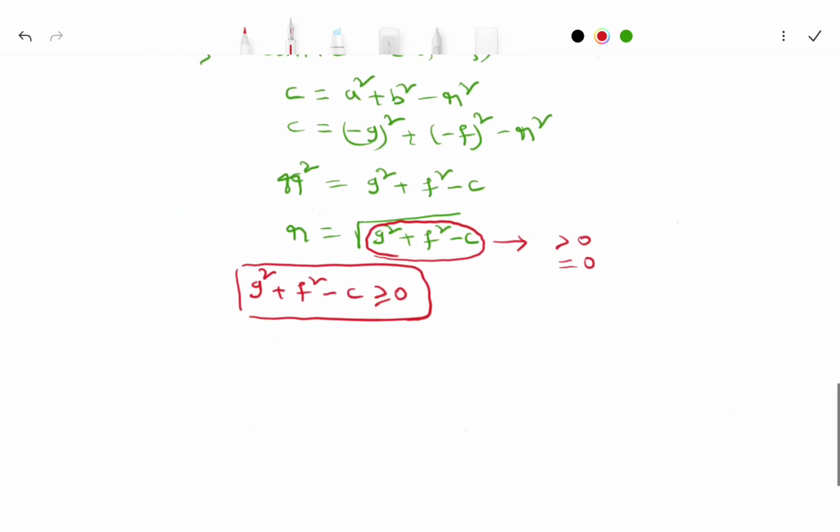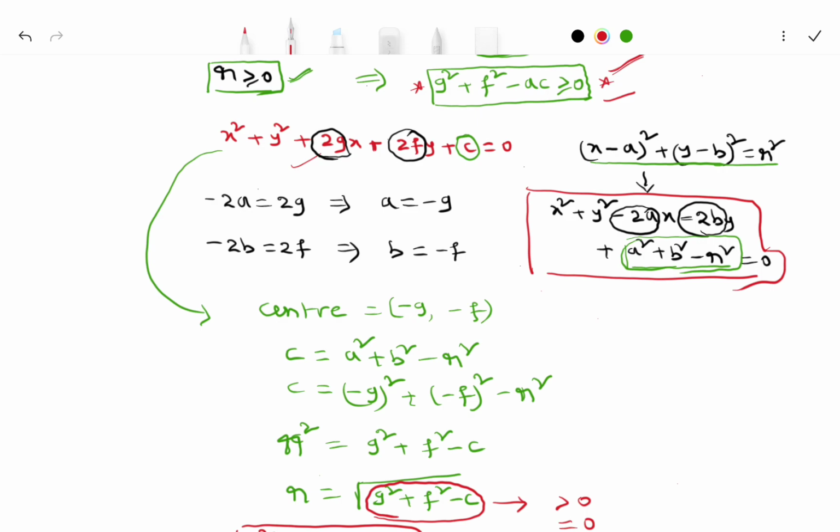So this is the complete introduction about the circle. And one more thing: the above equation is called the standard form of the circle. Now this one is the general form of the circle. So these are the main points regarding the circle.